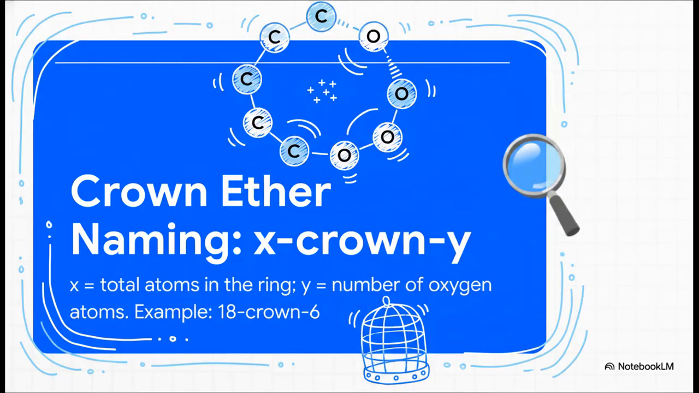So their naming, it's actually pretty logical. It follows this X crown Y format. X is the total number of atoms in the whole ring, and Y is just the number of oxygen atoms. So in this example, 18 crown 6, you've got an 18-atom ring, and 6 of those are oxygens. So what's their superpower? Well, the oxygen atoms point inwards, creating this electronegative cavity that is perfectly sized to trap positive ions, or cations. It's kind of like a molecular cage.